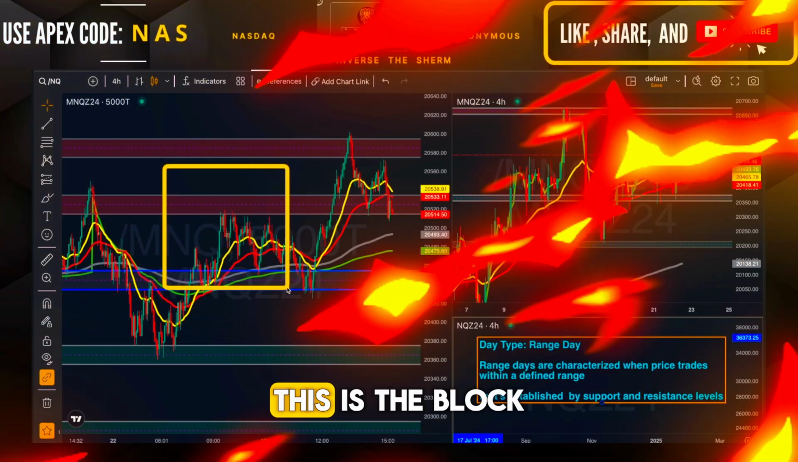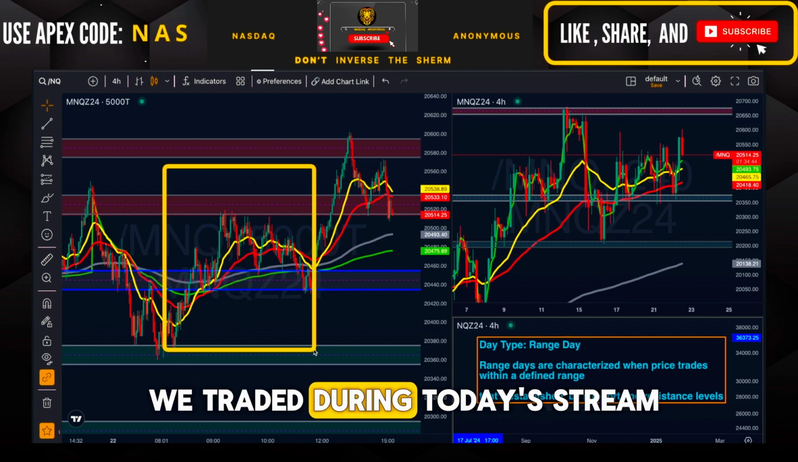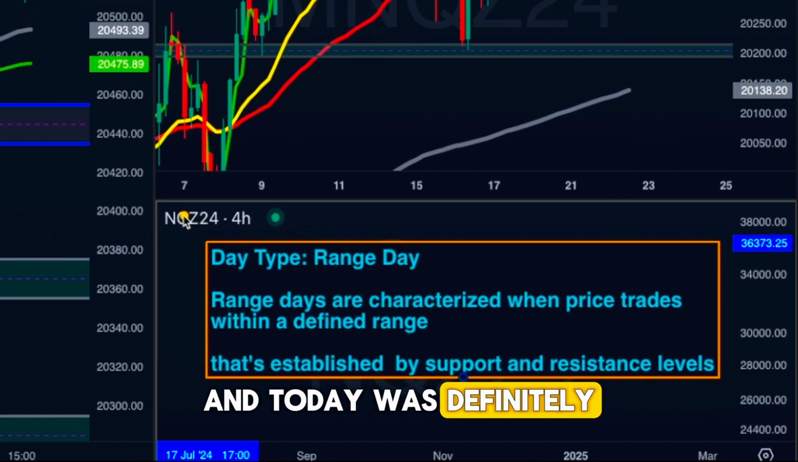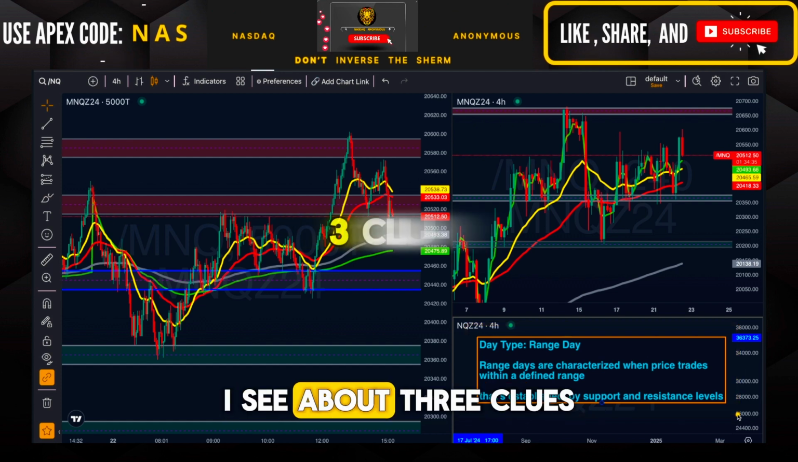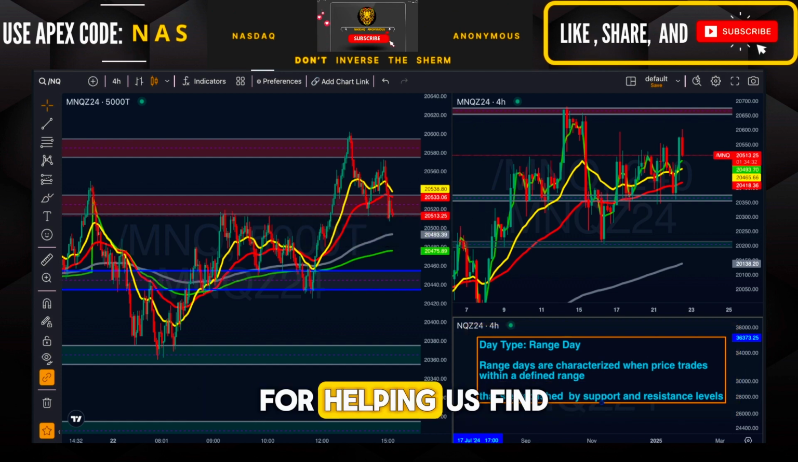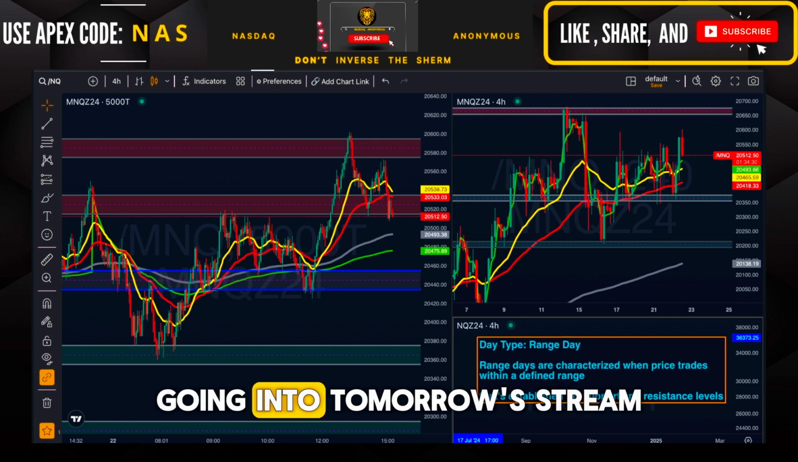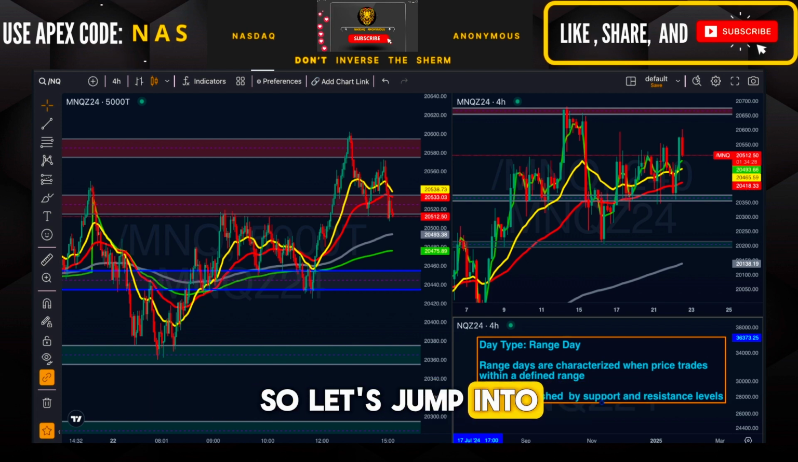price action. This is the block of price action that we traded during today's stream. And today was definitely a range day. And as I analyze the charts, I see about 3 clues that's going to be essential for helping us find the best trades going into tomorrow's stream. So let's jump into it.